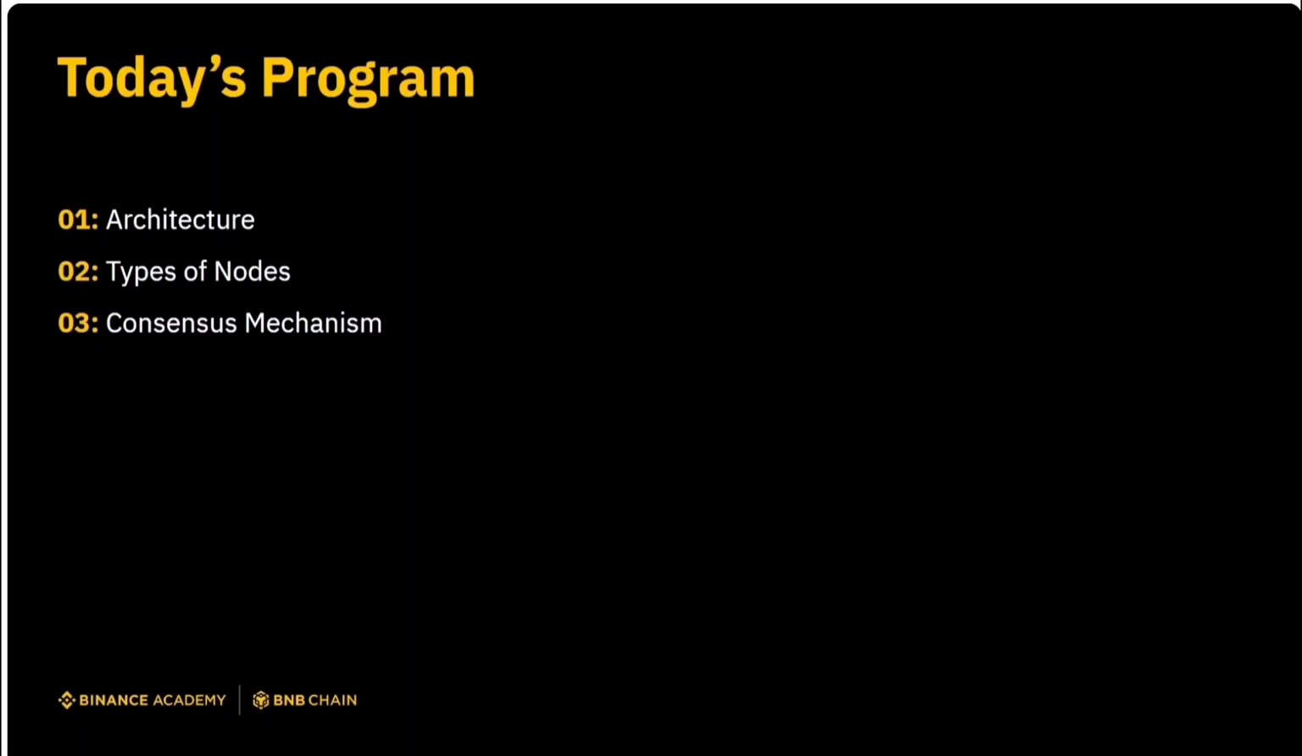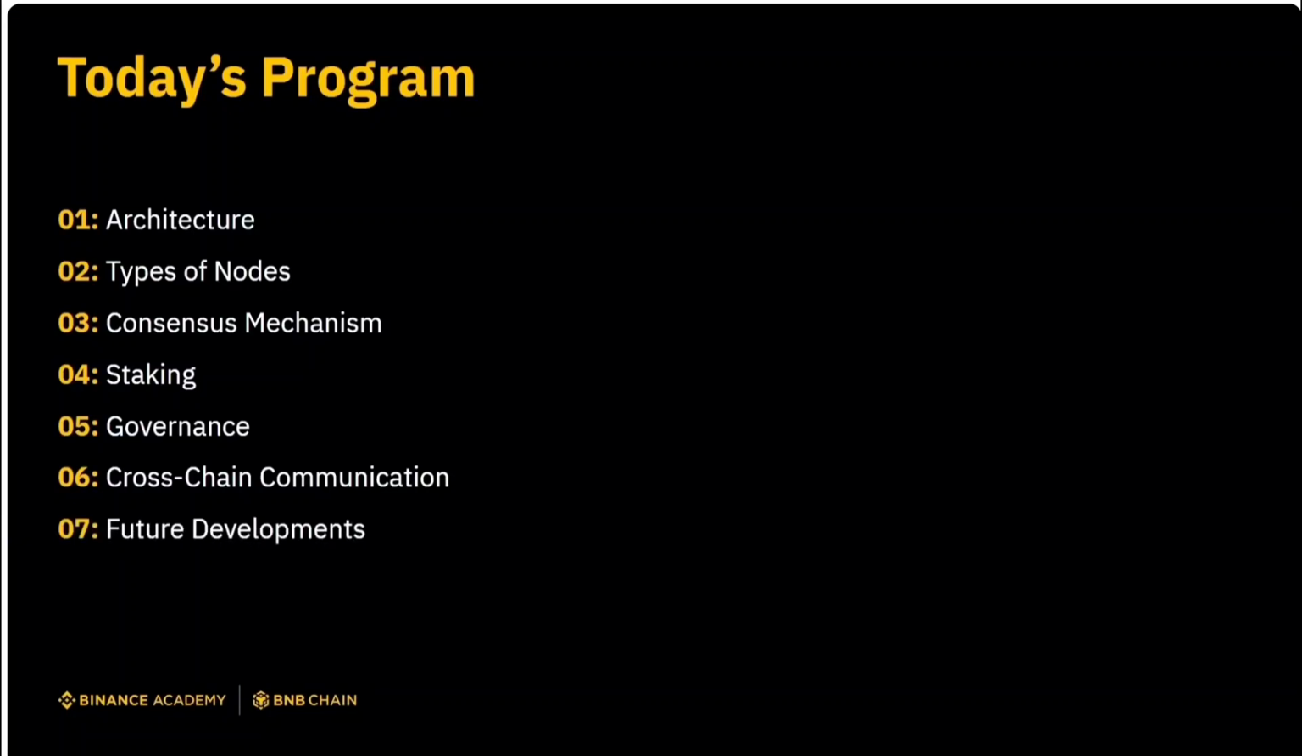Today we're learning how the BNB chain works. In this module, we'll take a close look at the various aspects of BNB chain, exploring its architecture, types of nodes, consensus algorithm, staking mechanisms, governance model, cross-chain communication capabilities, and future developments. Our aim is to equip you with a comprehensive understanding of how BNB chain operates as a decentralized blockchain platform. By completing this module, you'll be able to confidently navigate and utilize BNB chain's functionalities.